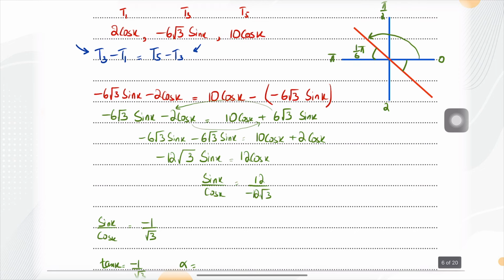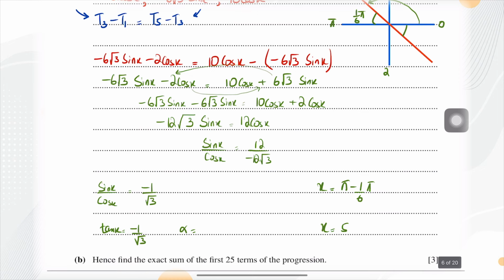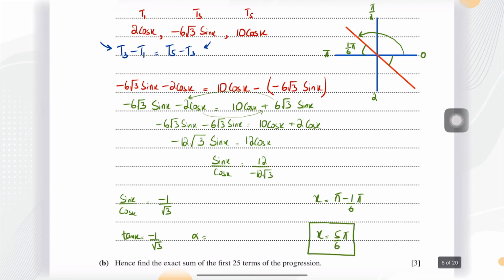So what will the value of x be? The value of x will be pi minus 1 upon 6 pi. And what's pi minus 1 upon 6 pi? It's equal to 5 upon 6 pi. So there you go, that's your answer. Take a good look at what I've done. Let me know if you have any questions. This was a tricky question, I think the first tricky question of the paper so far.